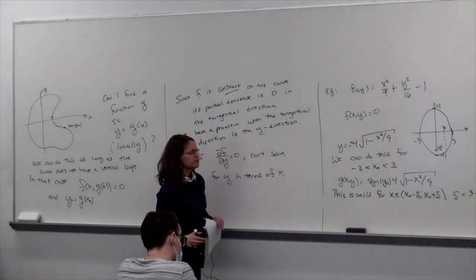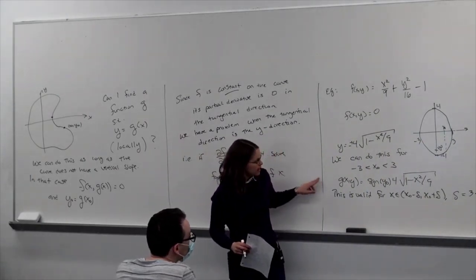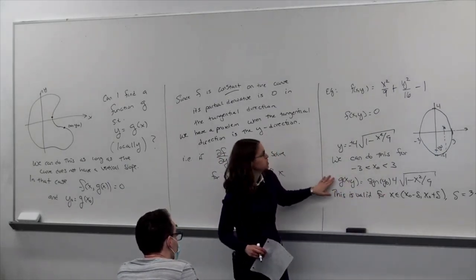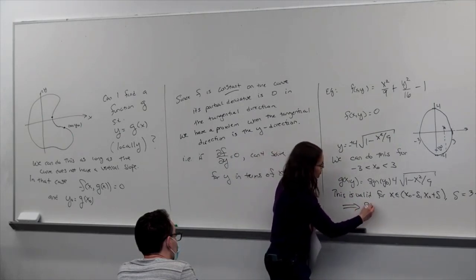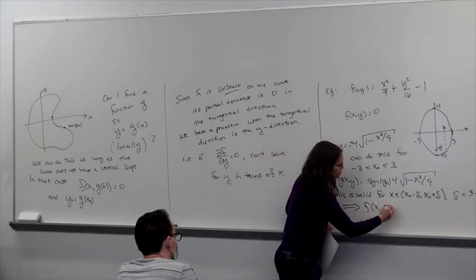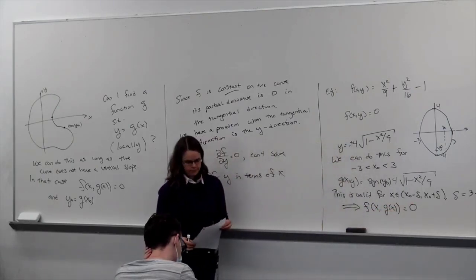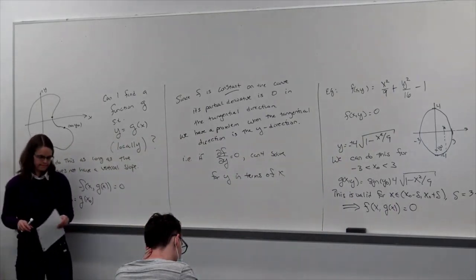Okay, and in that case, we will indeed have that for any x in this interval, we define g this way, and we will indeed have, you can easily plug it in and check, that f of x and g of x is going to be equal to 0. So we get this local family of solutions.